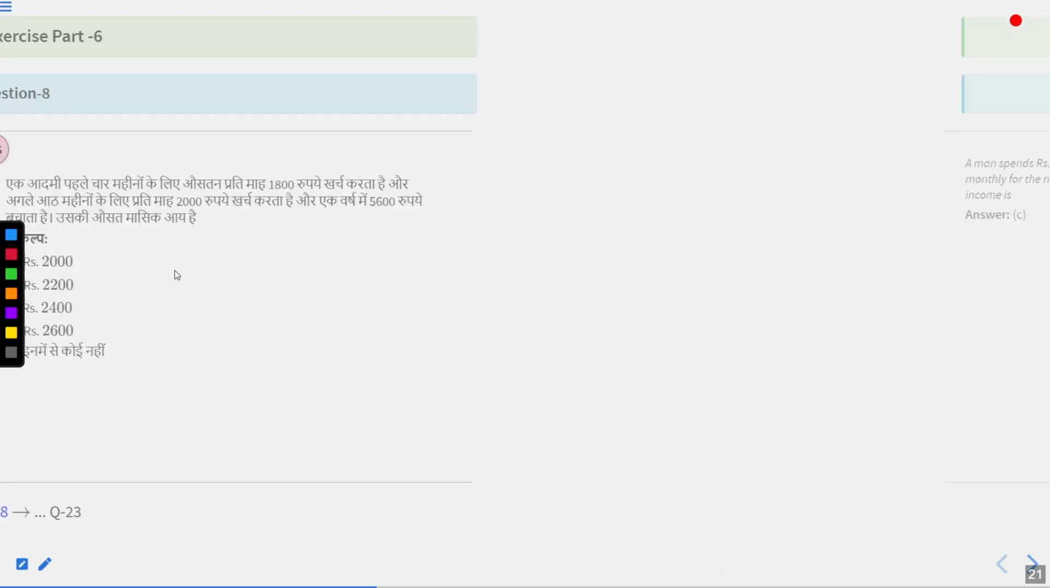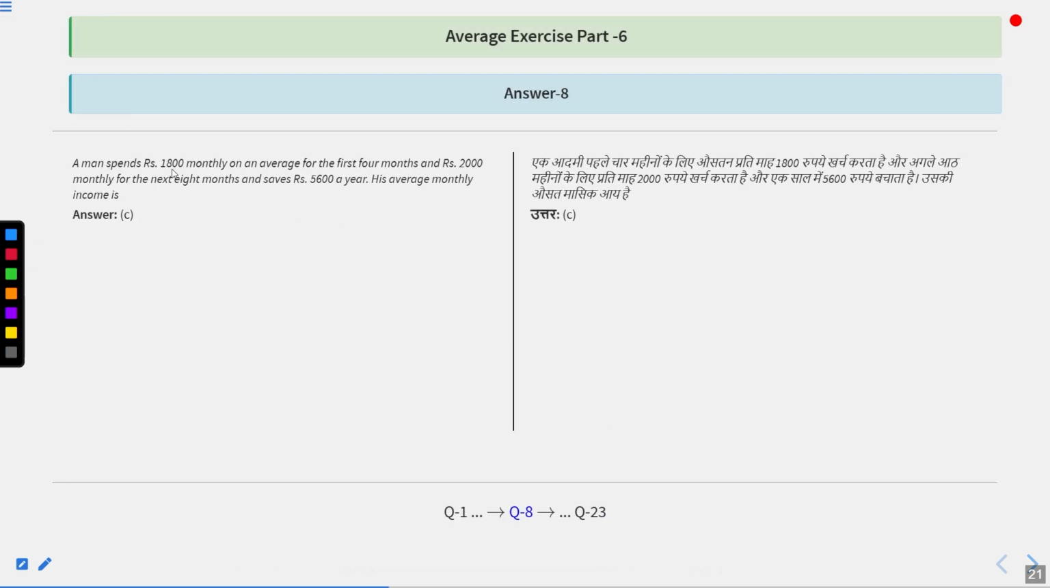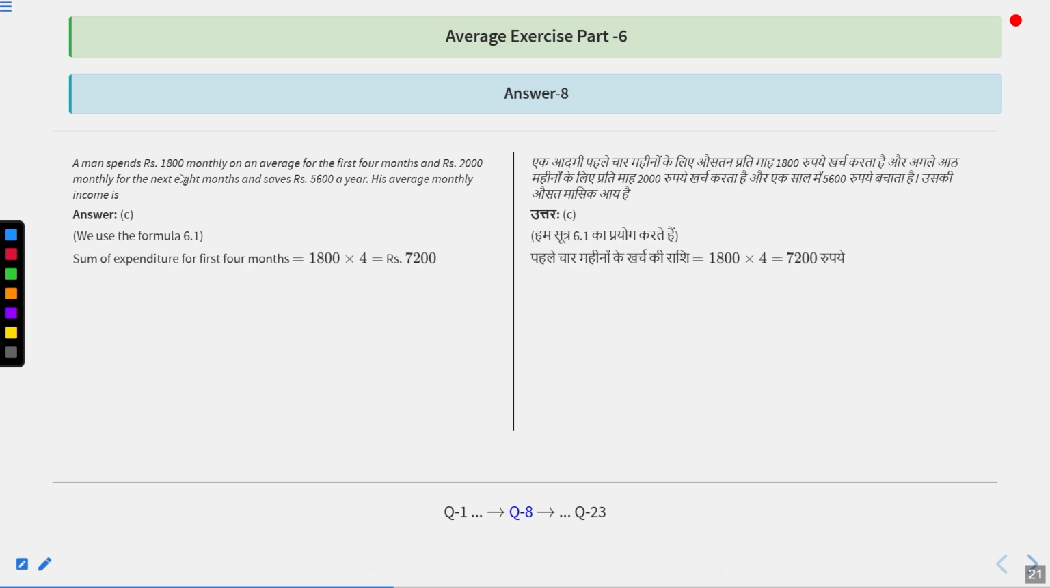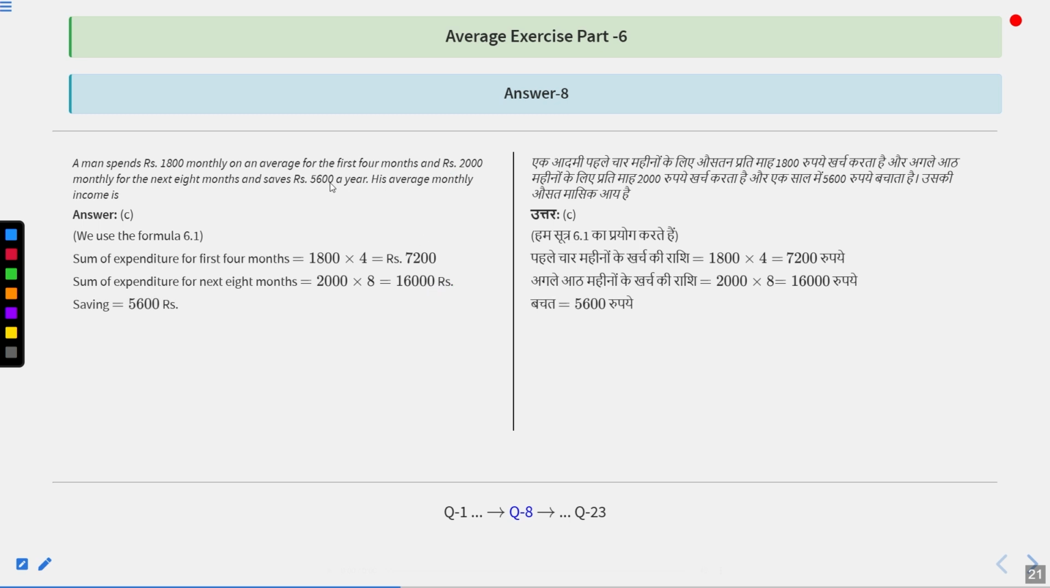Now time's up. Let's see the solution. A man spent 1800 rupees monthly on an average for first 4 months. So total spent in 4 months will become 1800 into 4, which becomes 7200. And in last 8 months, he spent 2000 rupees monthly, so total spend is 16,000. And he saved 5600 in a year. So what will be the total income? Total income will become 7200 plus 16,000 plus 5600.